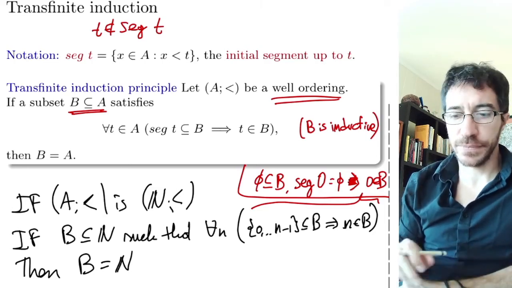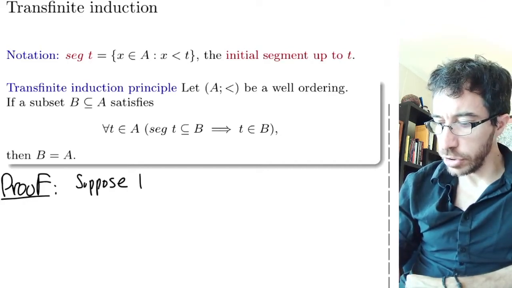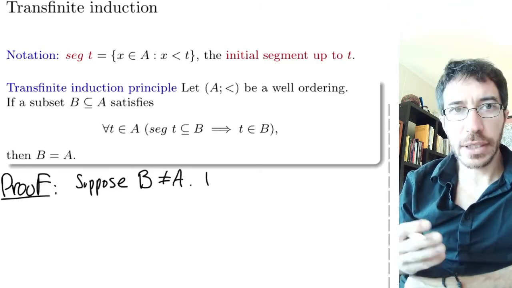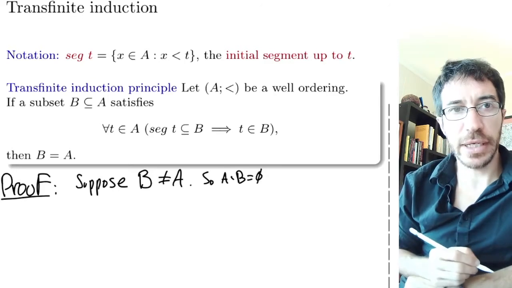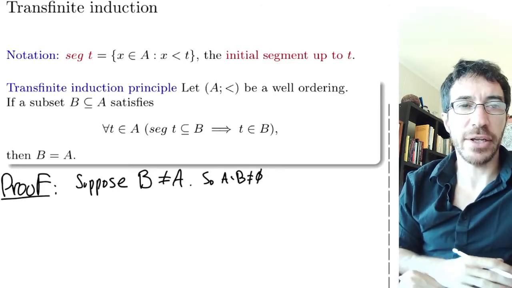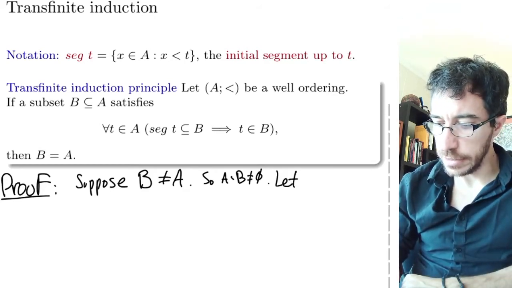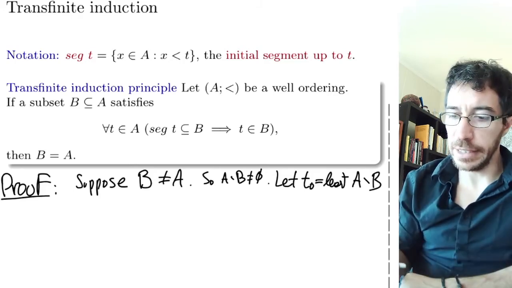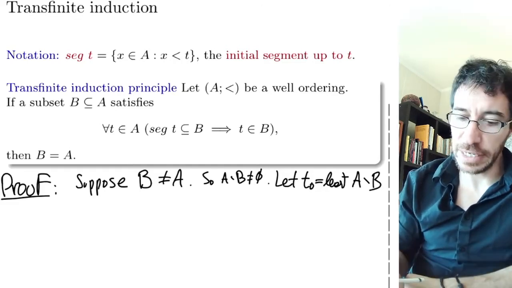How do we prove this? Well, we'll prove it by contradiction. So suppose B is not all of A. So there must be some element that belongs to A and not B. So A minus B is not empty. There is some element that belongs to A and doesn't belong to B. Since A is a well ordering, we can take the least element. Let's call it t0, the least element of A minus B. The least element that belongs to A and doesn't belong to B. The well ordering property tells us that it always exists for every nonempty subset of A.